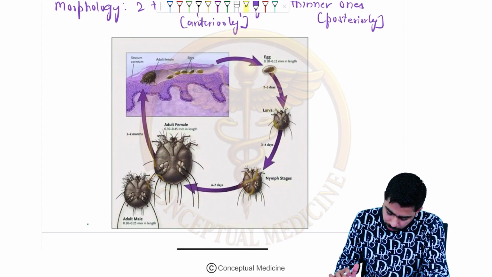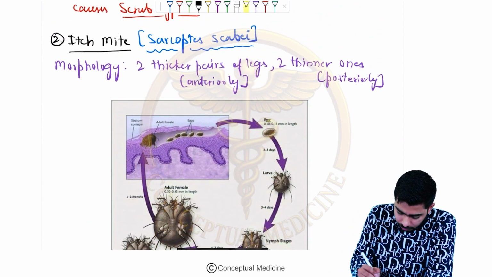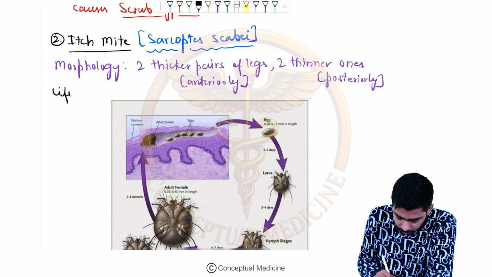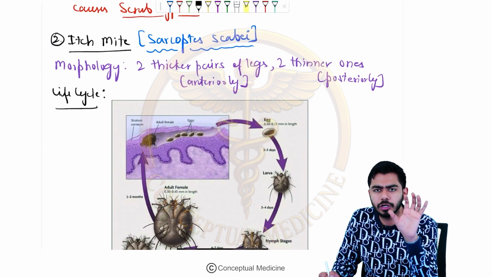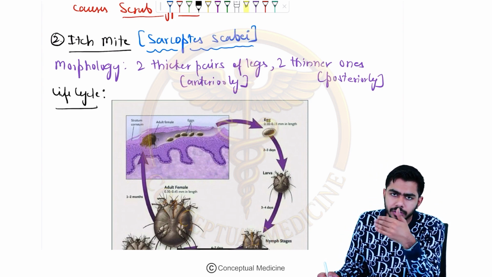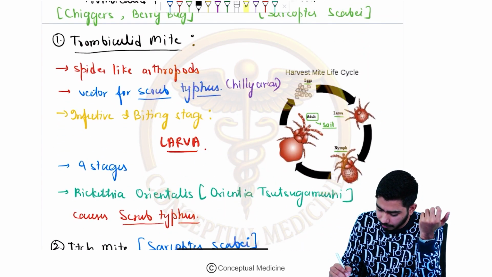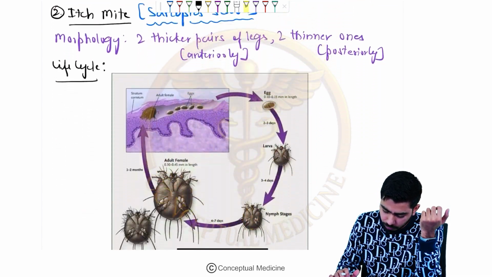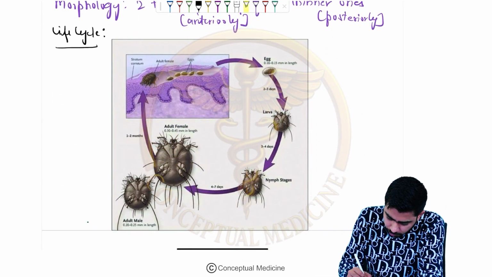Right. Now if we talk about the life cycle, guys, let me talk about the life cycle of the itch mite. We have talked about the life cycle of the trombiculid mite already, that we were having the egg, then the larva, then the nymph and the adult, right? Egg, larva, nymph and adult. And here also we are talking about the same stages, but it's just that, first of all there would be the egg.